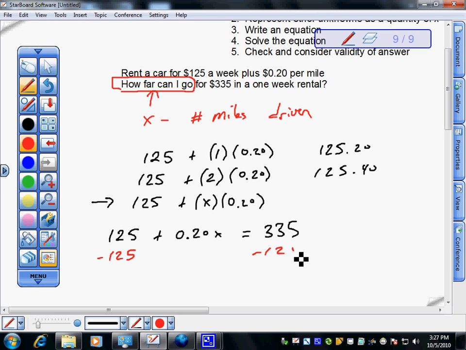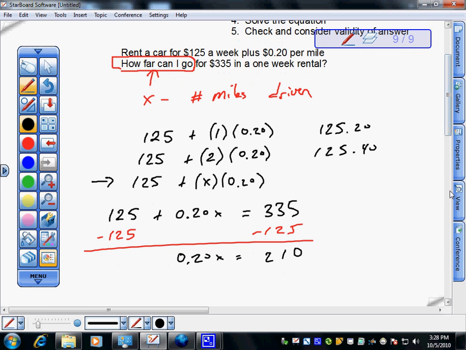Minus the 125. I'll end up with 0.20x equals, well, that goes away, 210. So I have, in effect, if you think about it, I spent $335, $125 went away to the weekly charge. I'm left with essentially $210 to pay for mileage, of which it cost me 20 cents for every mile. So there we have it.